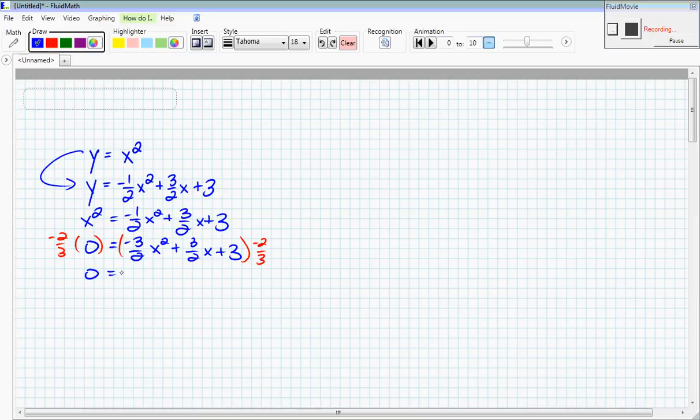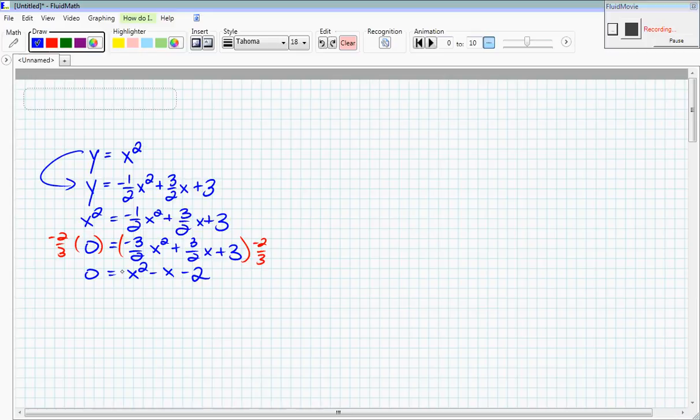What I have is 0 equals x squared, because when I multiply this, it's positive 6 over 6, so that's 1x squared. I'm going to have minus x here, because this is going to be negative 6 over 6. And here, it's going to be negative 6 over 3, which is negative 2. So my equation is now 0 equals x squared minus x minus 2. So I'm going to attempt to factor this.